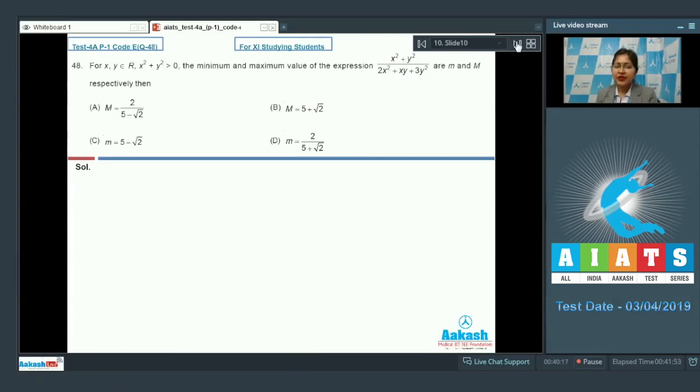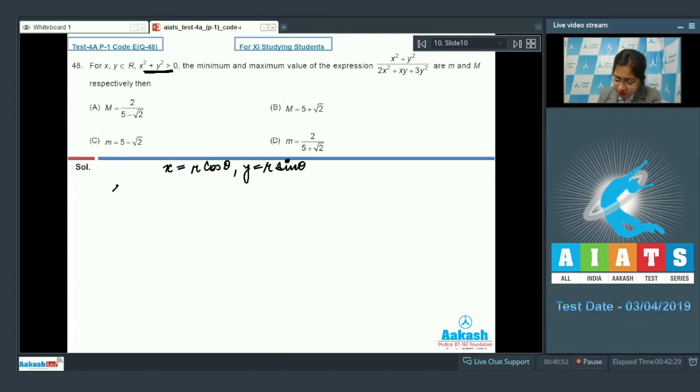Next is question number 48, which says that for x, y belonging to R, x square plus y square is greater than 0. This condition means that x and y both are not at a time 0, right? Now, the minimum and maximum value of the expression x square plus y square upon 2x square plus xy plus 3y square are m and M respectively, right? That is, we have to find the range of this function. So, we can assume x equal to r cos theta and y equal to r sin theta.